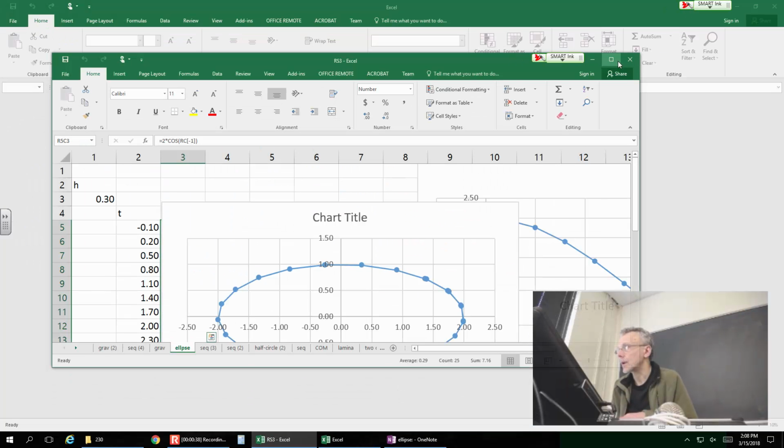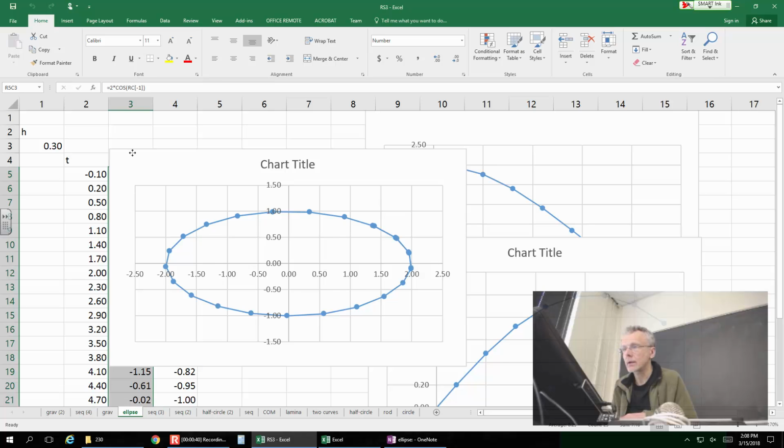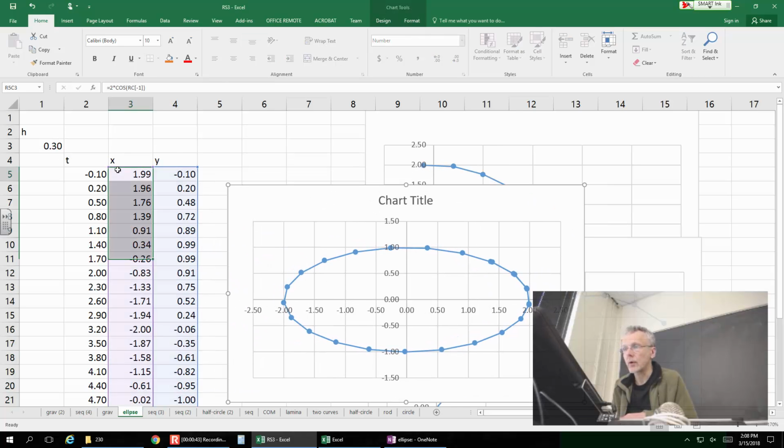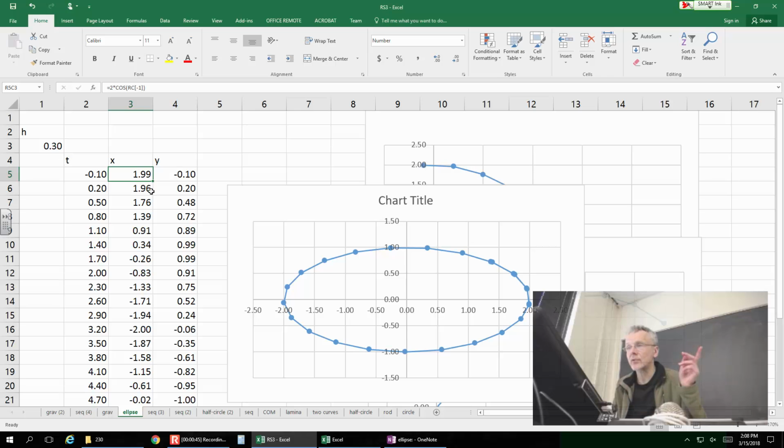So here it is. As you can see, if we just get to the formula, I did not do anything to x. X is cosine. I didn't do anything to y. Y is still sine. So 2 cosine stretched the whole thing horizontally. But what's less obvious is what's happening: the angle remains the same.